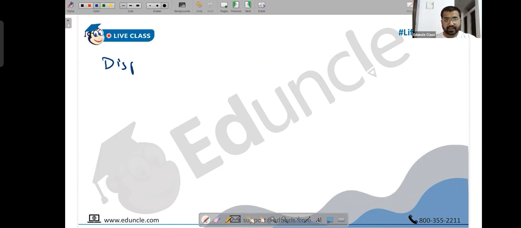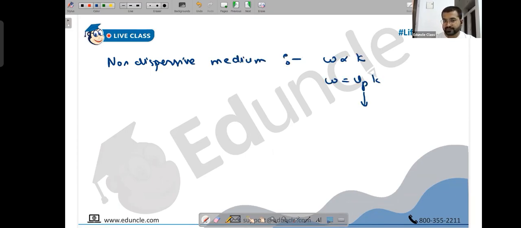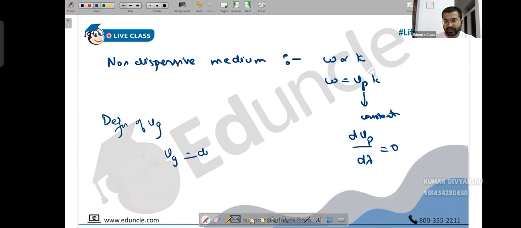Okay, let's talk about non-dispersive medium. What you need to remember, the crux of what we just learned, is that in non-dispersive, omega is proportional to k, such that Vp is constant. It means the derivative of Vp with respect to lambda is 0. Next, the general definition of Vg. Definition of Vg is what, people? Vg is d omega by dk.